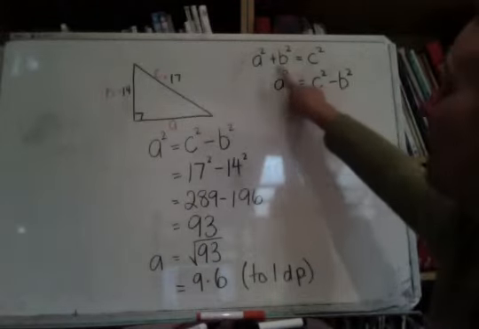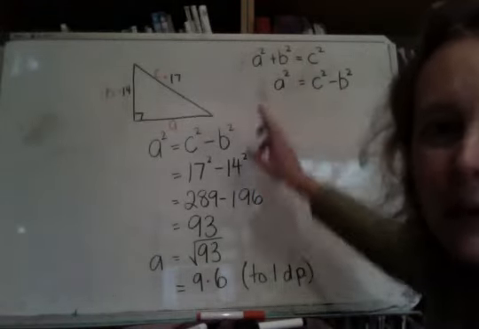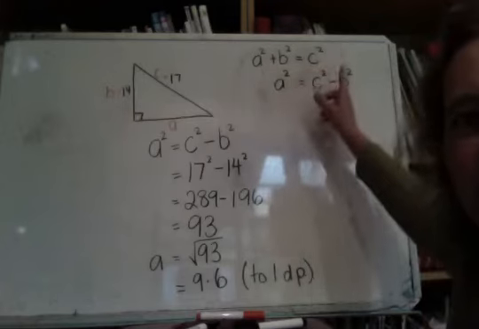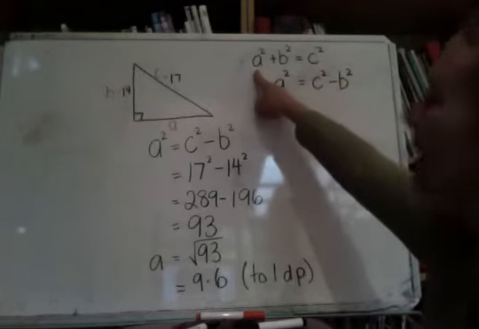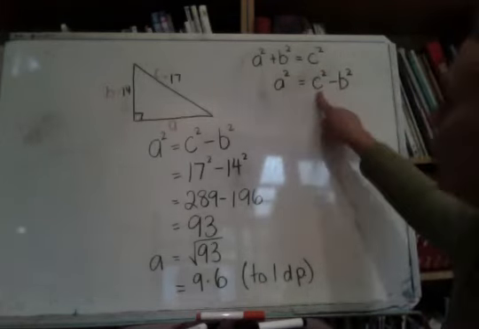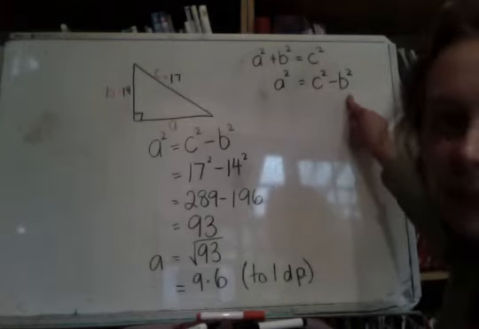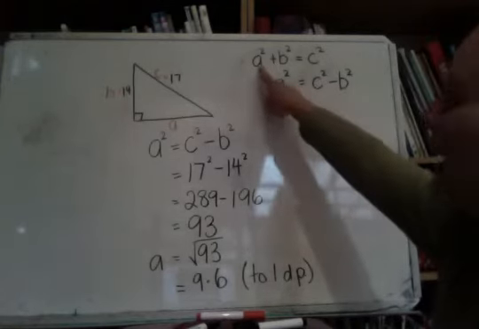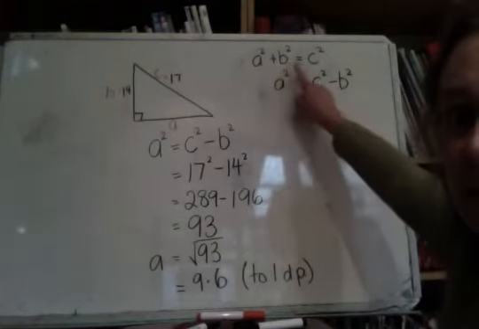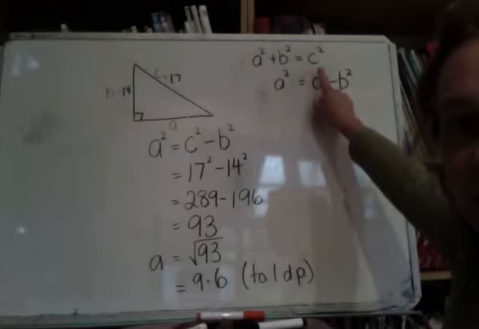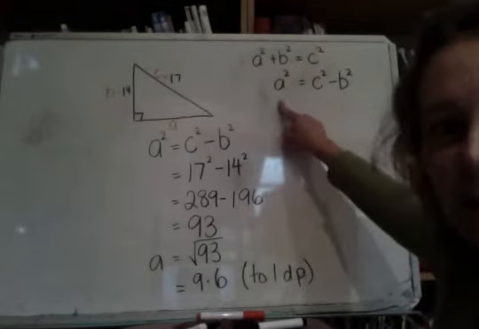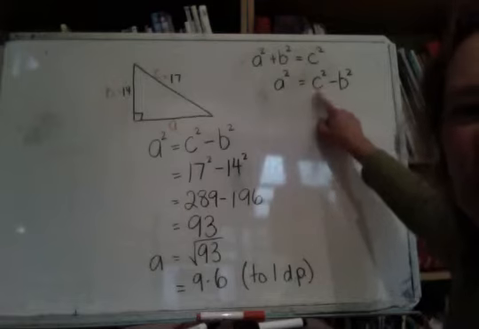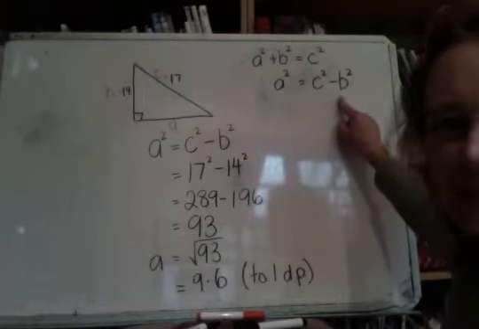Okay, but what you know about numbers, if two numbers add together to give a third number, then one of those numbers is the total minus the other number. So in this case, a squared plus b squared needs to be equal to c squared, but then a squared must be equal to c squared take away b squared.